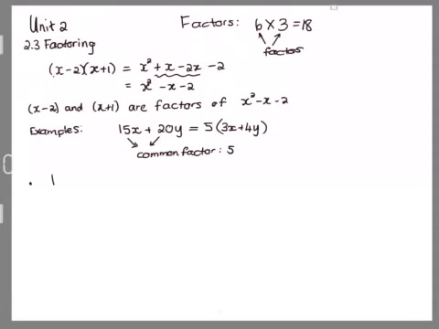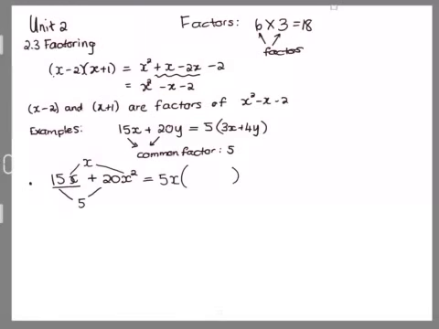Another example, I'm going to use the 15 and the 20 again. But instead of x and y, I'm going to use x and x squared. Right, so the 15 and the 20 have a common factor of 5. But the x and the x squared also have a common factor of an x. So you can take out a 5x, then do your bracket. Go back to your beginning.